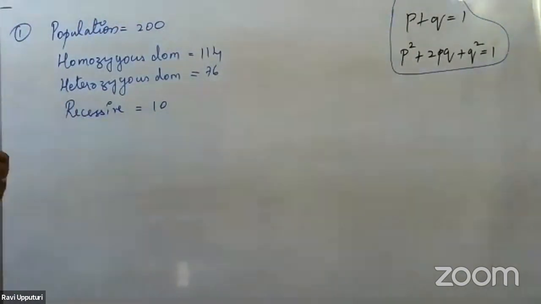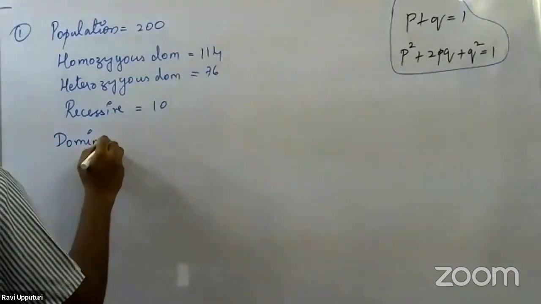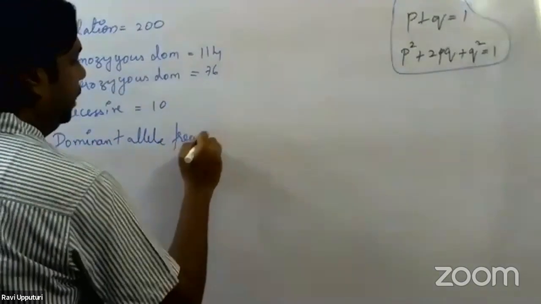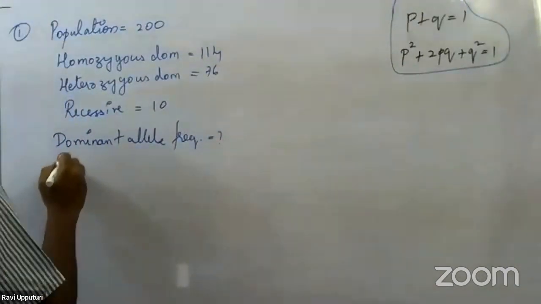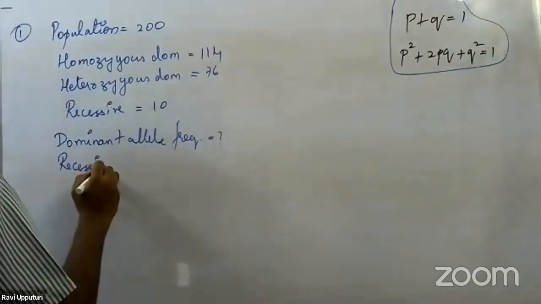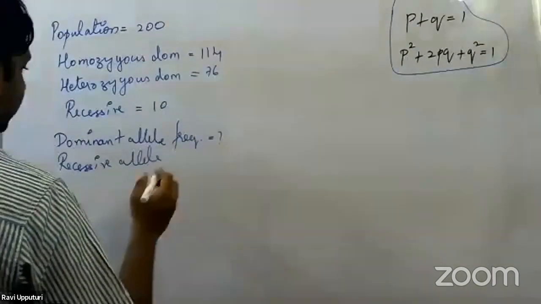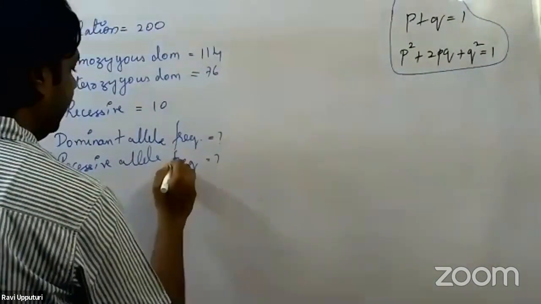From this data, what they are telling us to calculate is to find out the dominant and recessive allele frequency. So they are telling us to find out the dominant allele frequency, at the same time the recessive allele frequency, the dominant allelic frequency as well as the recessive allele frequency. So this is what they are telling us to find out.